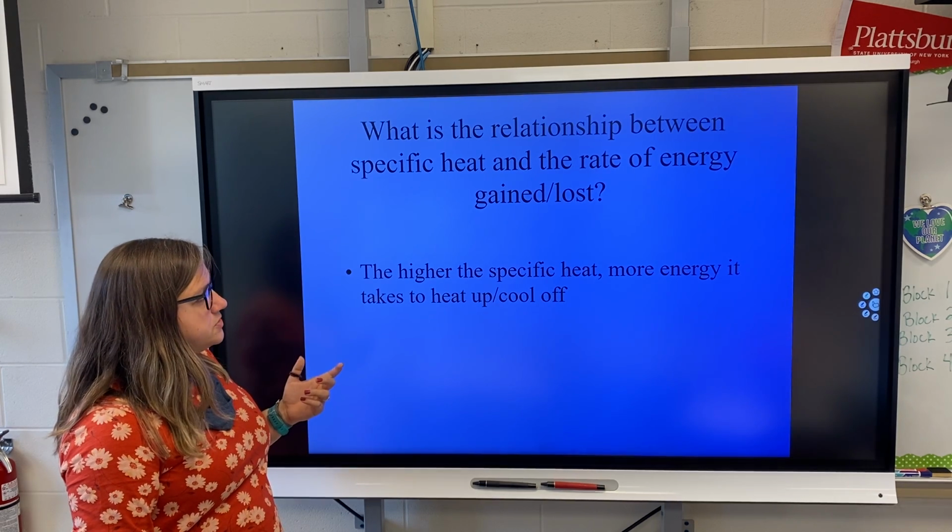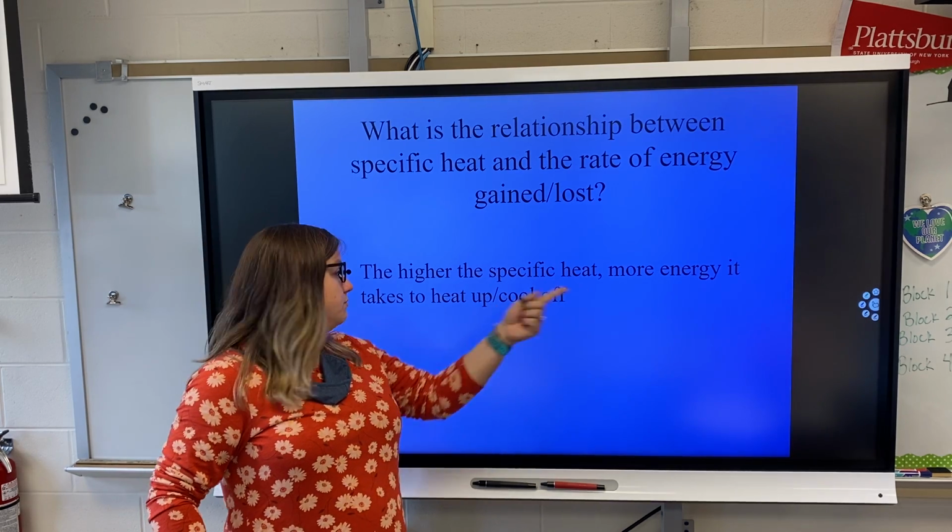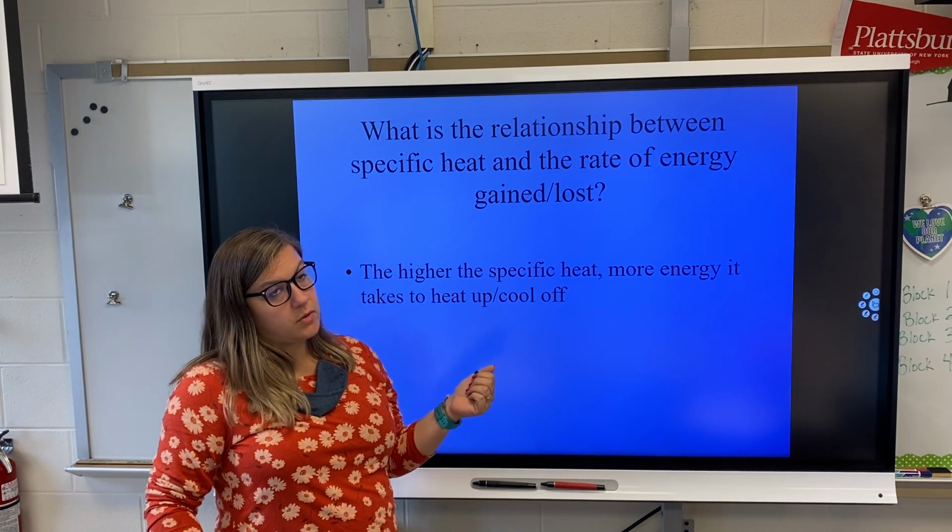So what's the relationship between specific heat and the rate of energy gained? So the higher the specific heat, the more energy it takes for it to heat up or cool off.